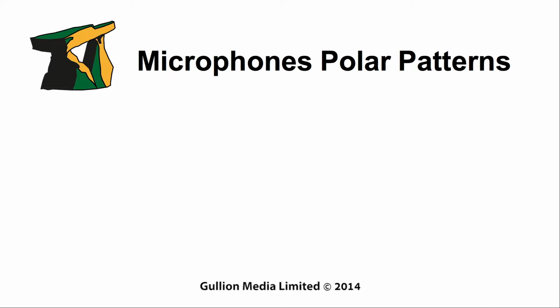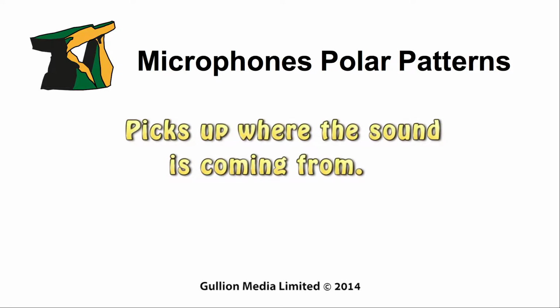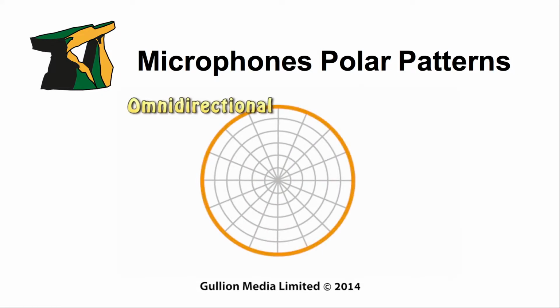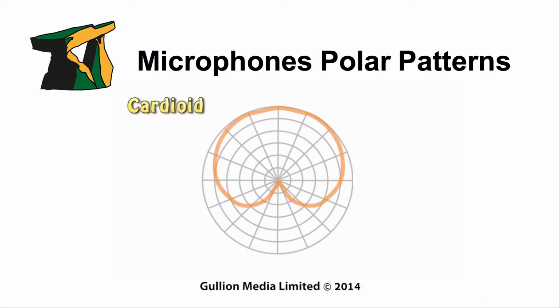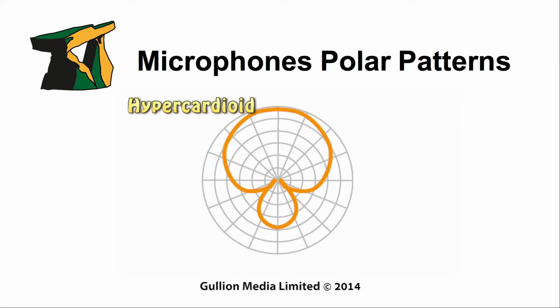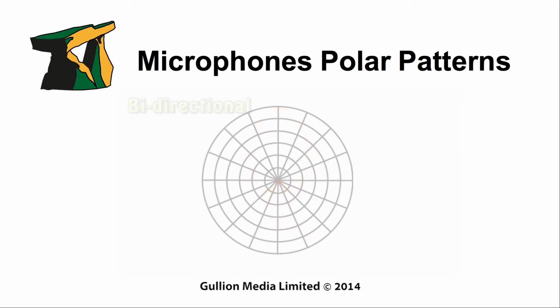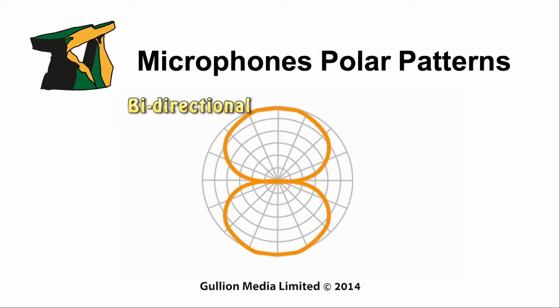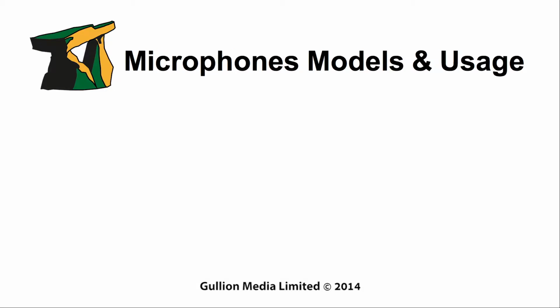Microphone polar patterns refers to the way the microphone picks up where the sound is coming from. Omnidirectional has a 360-degree pattern which captures the sound from all directions. Cardioid has a heart-shaped pattern, primarily taking sound from in front of the microphone and to the sides, but nothing from the rear. Hypercardioid is similar to the cardioid pattern, with a tighter range in front and some sound from the rear. Supercardioid follows a similar pattern to the hypercardioid, but with less sound picking up from the sides. Figure of eight, or bidirectional pattern, is effectively two cardioids facing in opposite directions to capture equally sound from the front and the rear.